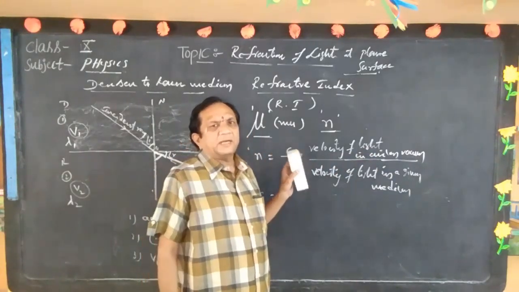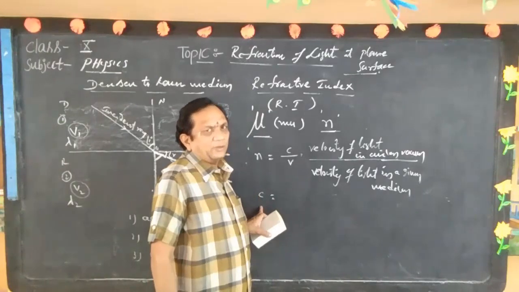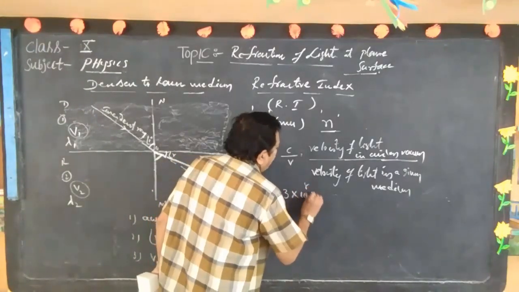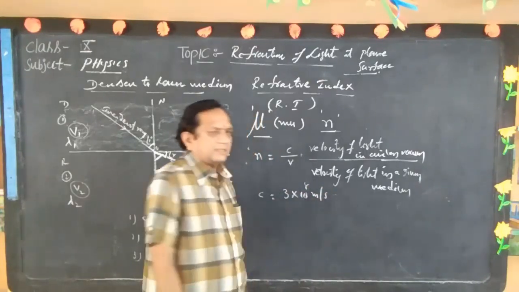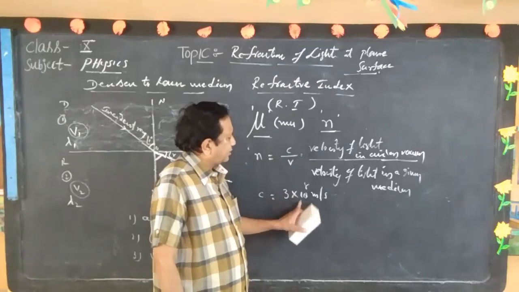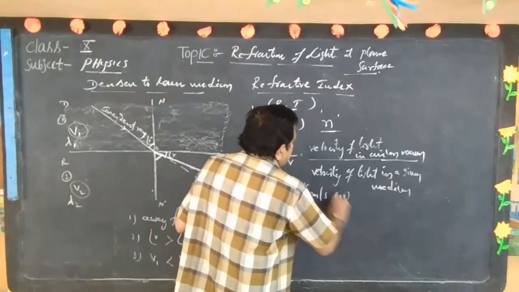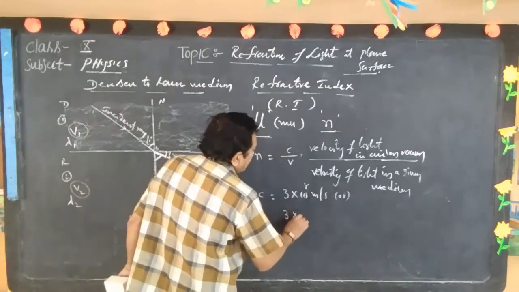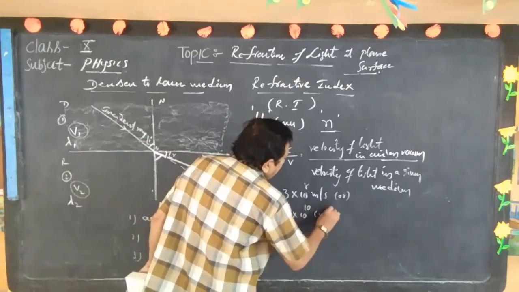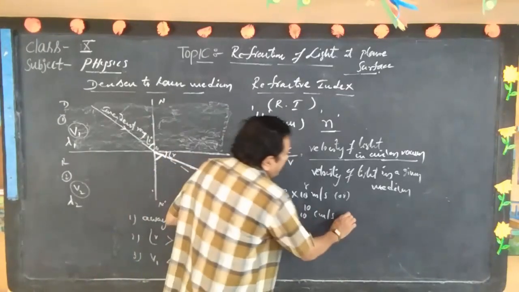What is c here? Velocity of light in vacuum, which will be a constant value. So it is not given in the questions. Remember that. C is equal to 3 into 10 to the power of 8 meters per second. It's the velocity of light in vacuum. The same value in centimeters is 3 into 10 to the power of 10 centimeter per second.